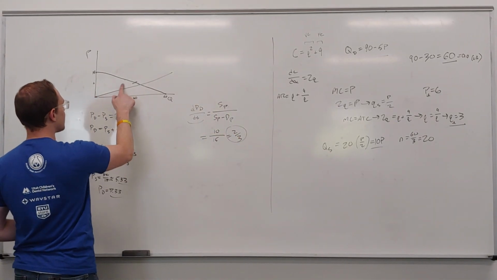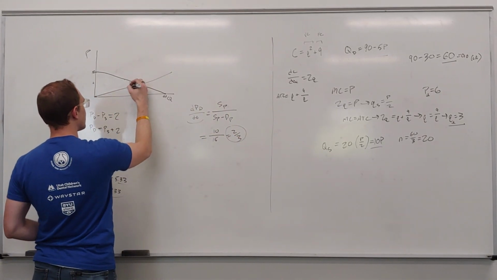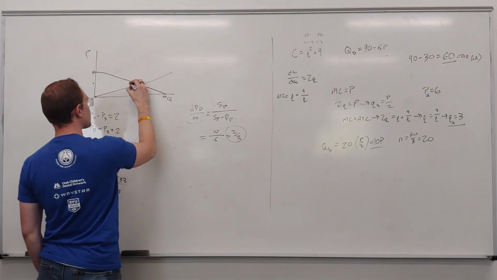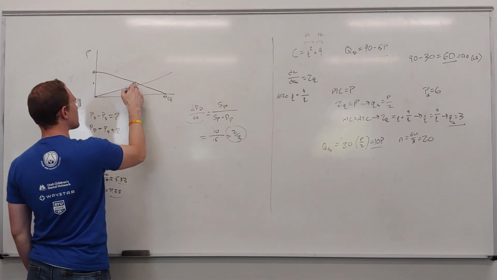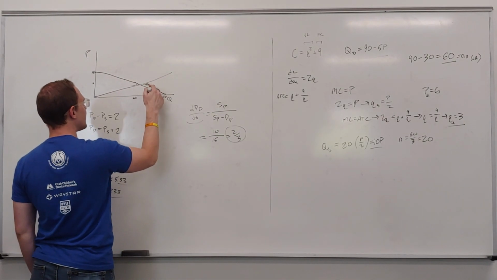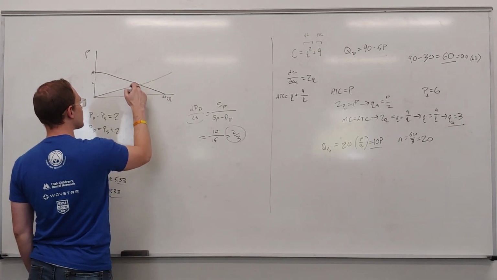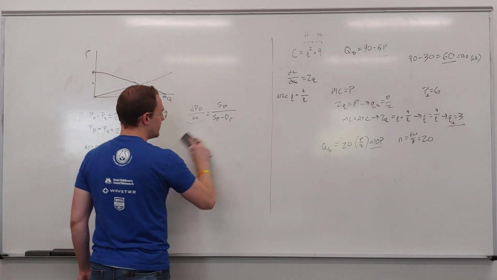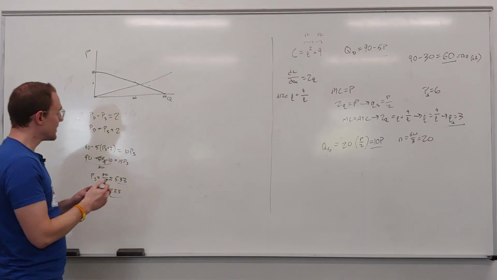A subsidy is the opposite of a tax. With a tax, this much would be deadweight loss, right? With the subsidy, we're over here, and this much is deadweight loss. So it's just kind of the opposite of a tax. All right, so that's taxes and subsidies.